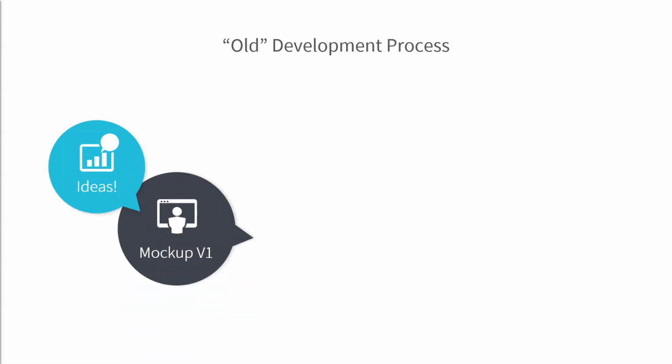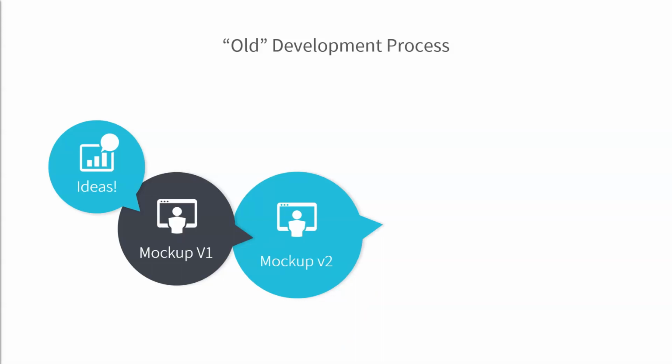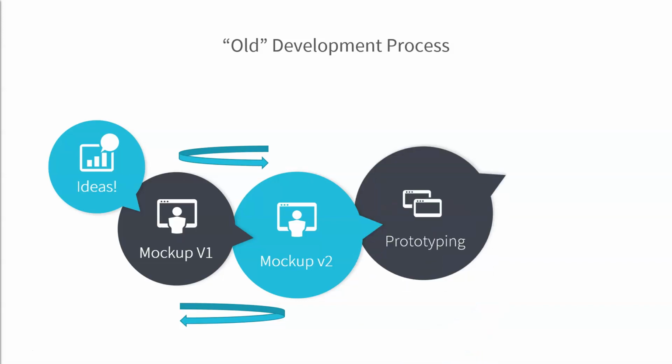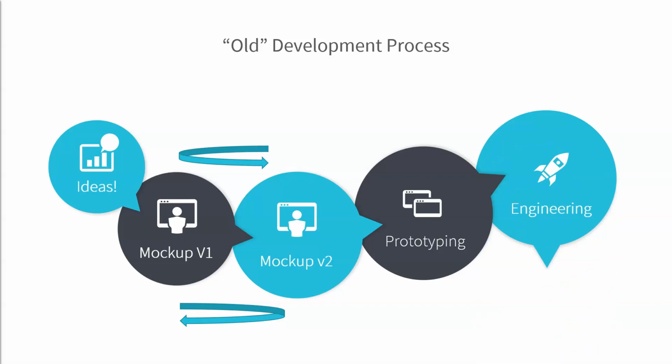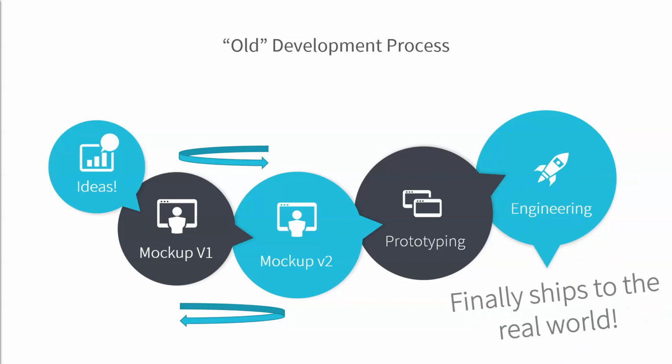So if we think about our old development process, basically you have an idea, your UX person comes up with a mock-up, they maybe come up with another version of that mock-up, and you guys go back and forth trying to come up with the best possible thing that you've thought of. Then maybe somebody does a prototype of that mock-up. Finally it gets to engineering. Engineering starts coding on it, and then it finally ships to the real world.